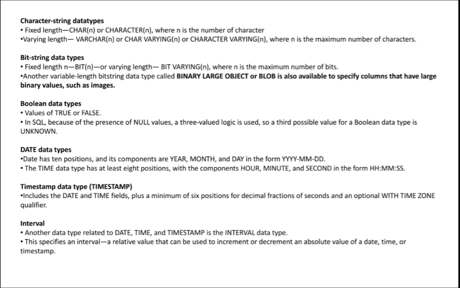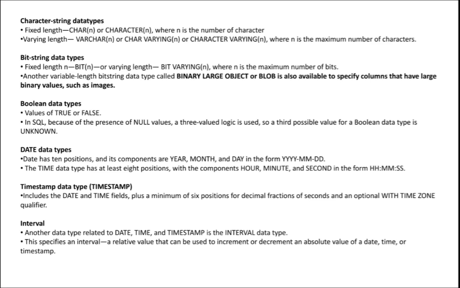Next is Boolean data type. You know that Boolean means two values, either true or false. In SQL, because of the presence of null values, a three-valued logic is used. So the third possible value for a Boolean data type is unknown. Don't get confused about the null value logic; I will explain that in upcoming videos. So far you should understand that Boolean values can be either true or false.